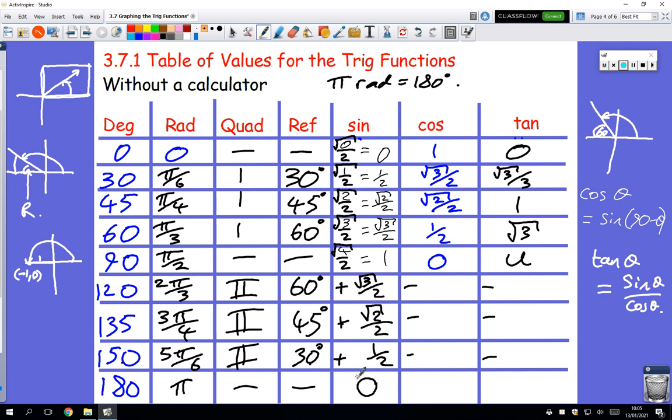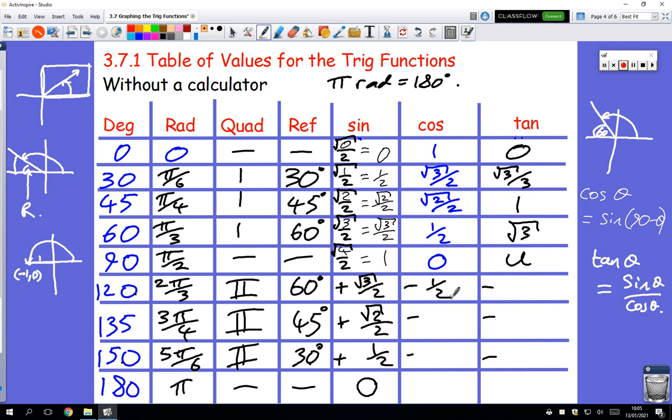Okay, cosine of 120. I want to look at cosine of 120. Well, we're in quadrant 2, where cosine is negative. The reference angle is 60. So cosine of 120 will be equal to the negative of cosine of 60. Cosine of 60 degrees is 1/2, so that's going to be negative 1/2.